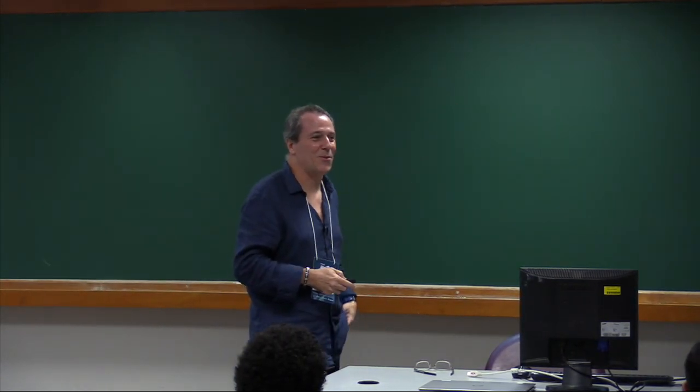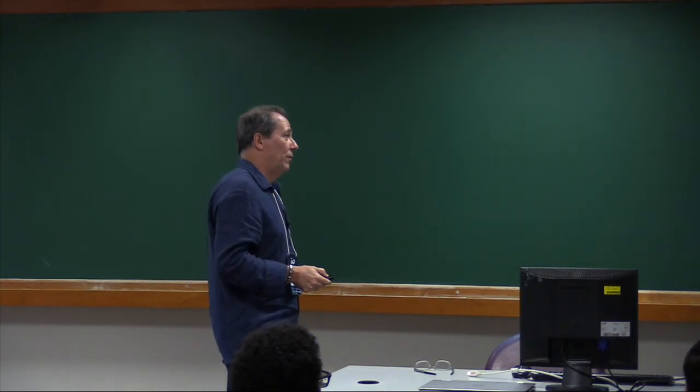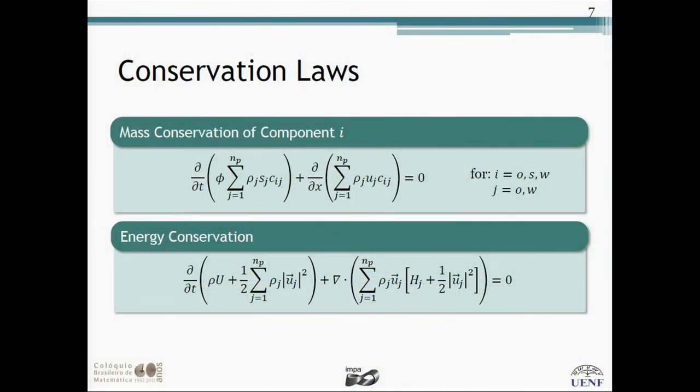This is an ongoing work. So we begin with the mass conservation of each component, and here each component is oil, solvent, and water, but specifically in this problem we are talking about solvent as carbon dioxide, and the phases are oil and water. As I said, if we change water by gas and also the solvent for any solvent, we have exactly the steam with solvent injection. And of course, the energy conservation.